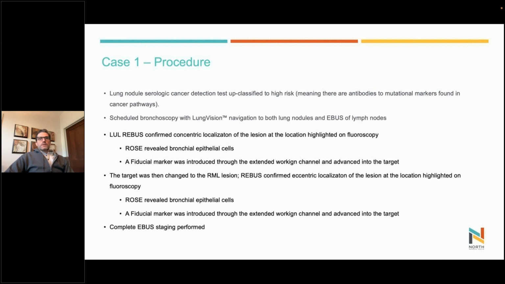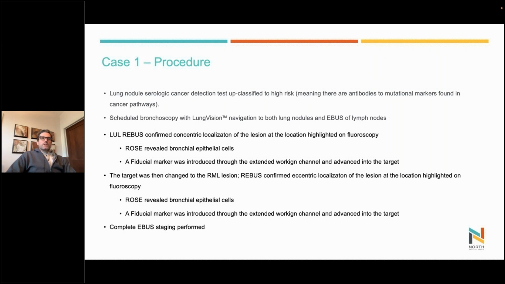The left upper lobe lesion was confirmed as a concentric location on fluoroscopy. Unfortunately, on ROSE, we got bronchial epithelial cells. We still took more biopsies, and I dropped a fiducial marker in that location. We then changed the target, which is very quick to do.